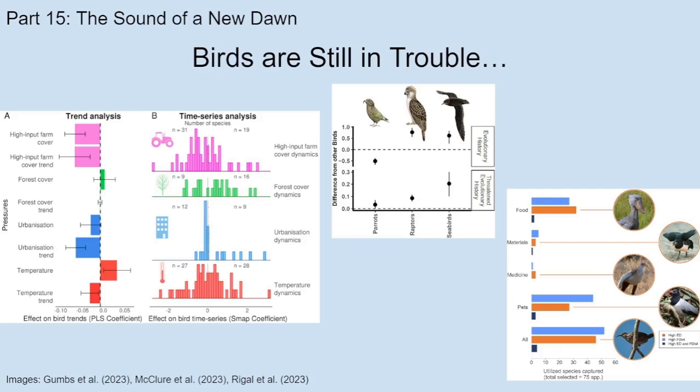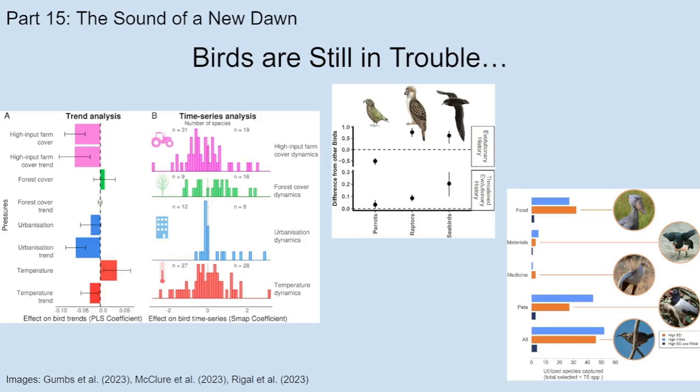Of course, this is a huge topic that a lot of people are working on. So I can only pick out a few representative studies that caught my eye over the past year. But obviously, a huge amount of research is being done on bird conservation. But let's see. First of all, on the left here is a chart from a study looking at the causes of decline in birds, specifically in Europe.